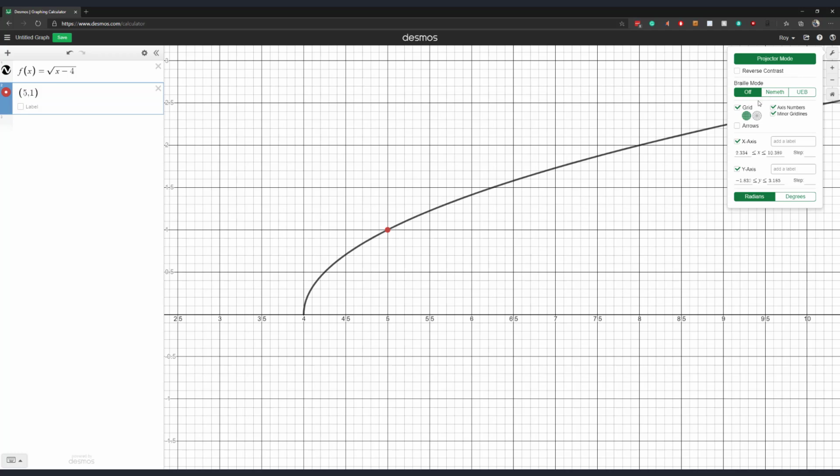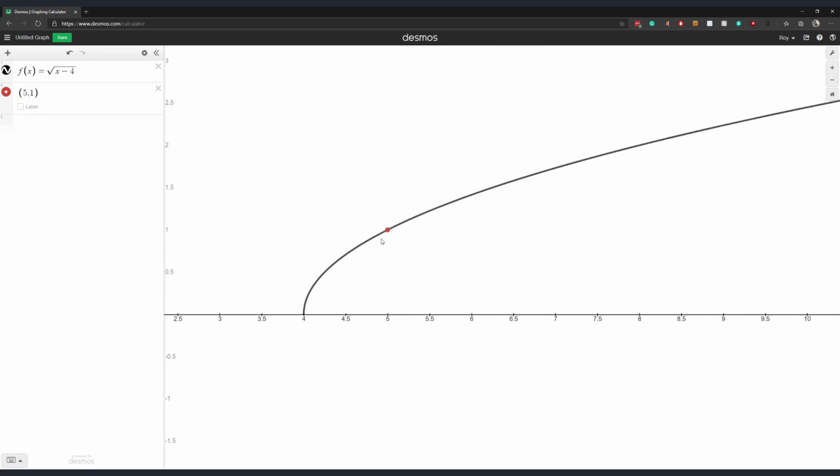I'm going to turn off the grid here because that kind of gets in the way. So we see the point that we're interested in. We want the slope of the tangent line, or at least to estimate the slope of the tangent line at x equals 5. But to do that, we have to create a line. And the only way you can create a line is to gather 2 points, not 1. So we'll need a second point. And our second point we'll call b, f at b.